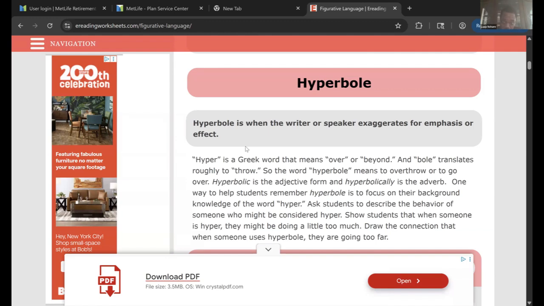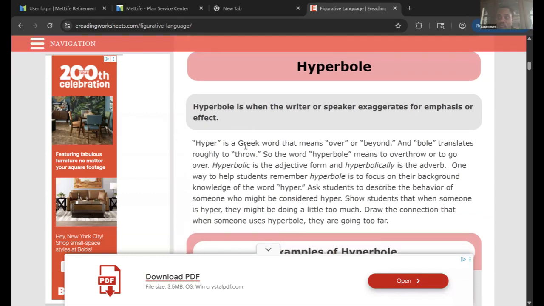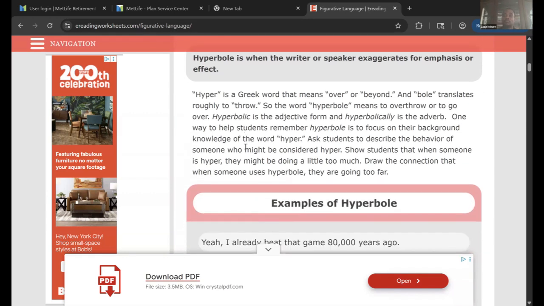One way to help students remember hyperbole is to focus on their background knowledge of the word hyper. Ask students to describe the behavior of someone who might be considered hyper. Show students that when someone is hyper, they might be doing something a little too much. Draw the connection that when someone uses hyperbole, they are going too far.